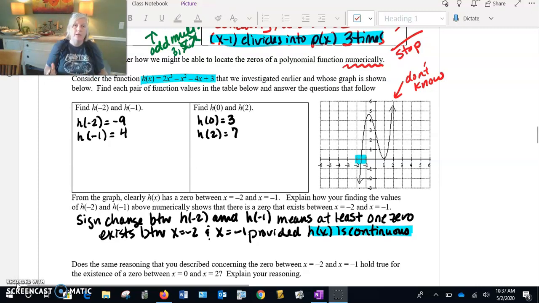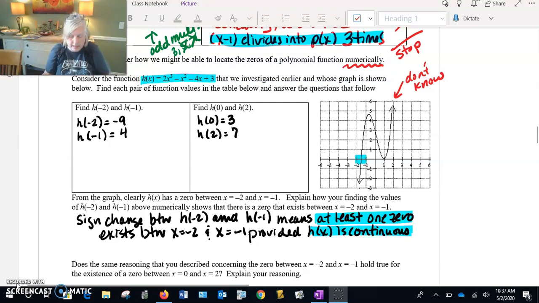Now, we don't know how many times it crosses the x-axis because we don't have that level of detail. If we only have values at -2 and -1, it could cross 3 times in between. We don't know that. But what we do know, and that's why we're using the words at least 1 0, is that a 0 is going to be there, as opposed to saying only 1 0. This is not strong enough to say only one, but it is strong enough to say at least one.